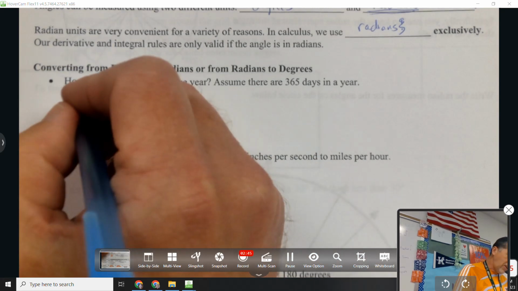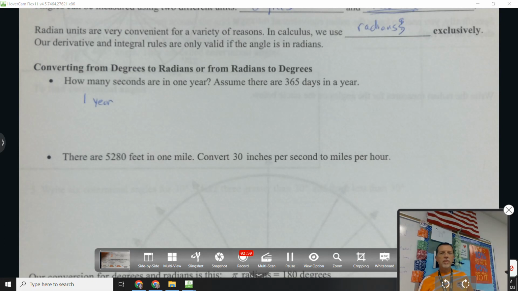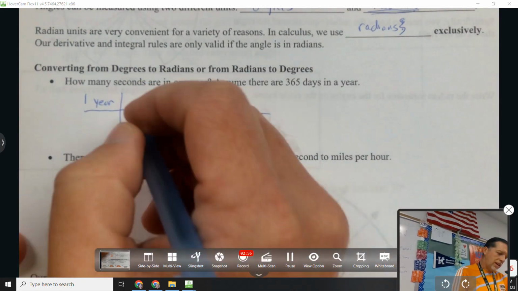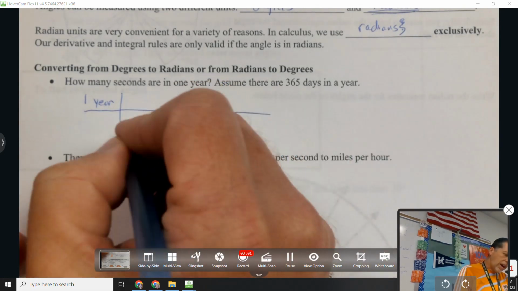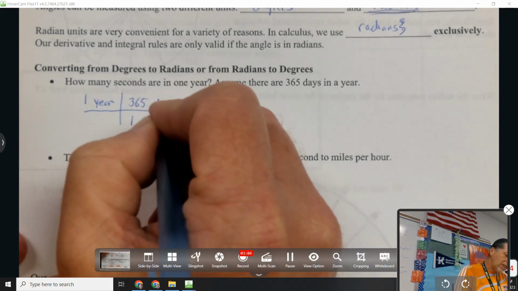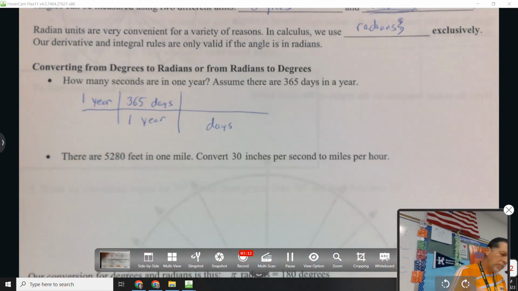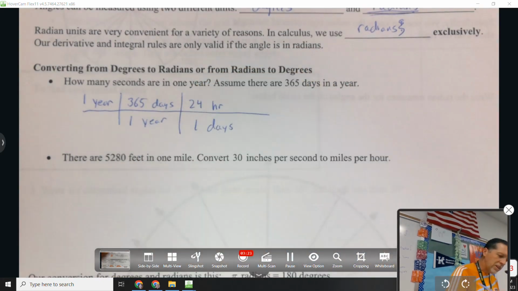How many seconds are in a year? I don't know. 1 year. Let's start with that. See what happens. Railroad tracks. Let's see. So I want years to cancel, so I'll need a year in the bottom. And 1 year has 365 days. I'd like to get to seconds, though. So I need my days to cancel. I don't know how many seconds are in a day, but I do know how many hours are in a day. 24 hours in 1 day.